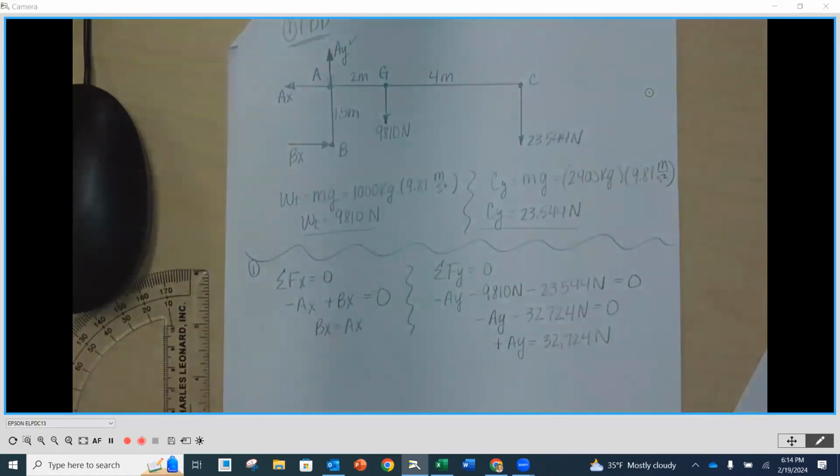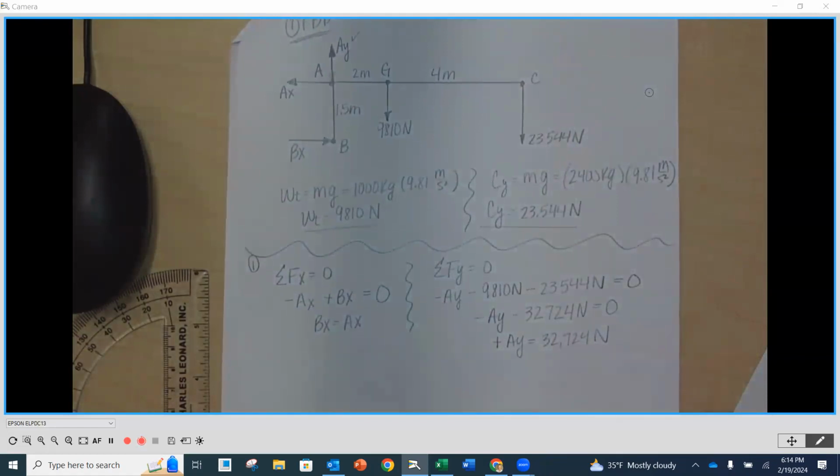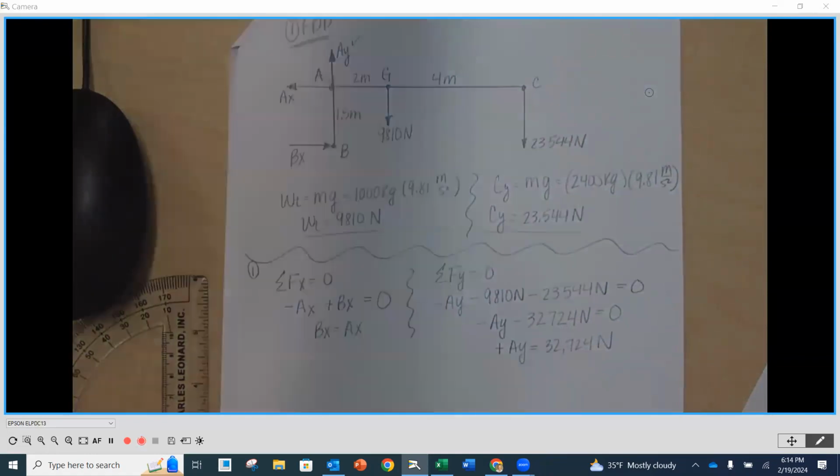I'm just going to kind of put a check mark. You don't have to put all the values back up in there. All right, so I've got my Ay. I now have Bx and Ax left. I tried to solve for it in the sum of the forces in the x, but it didn't quite work. That's okay. So what am I going to do now?